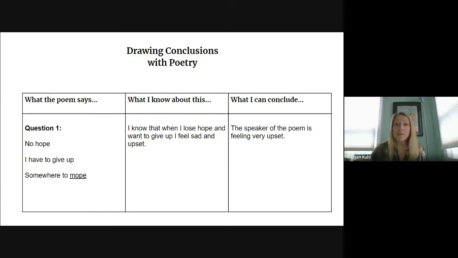Now, here's what I was thinking. The poem says the words, no hope. It also says I have to give up and find somewhere to mope. Mope means to pout or sulk. That's what the poem says. What I know about this is that when I lose hope and want to give up, I feel sad and upset. So I can conclude that the speaker of the poem is feeling very upset in stanza 5.